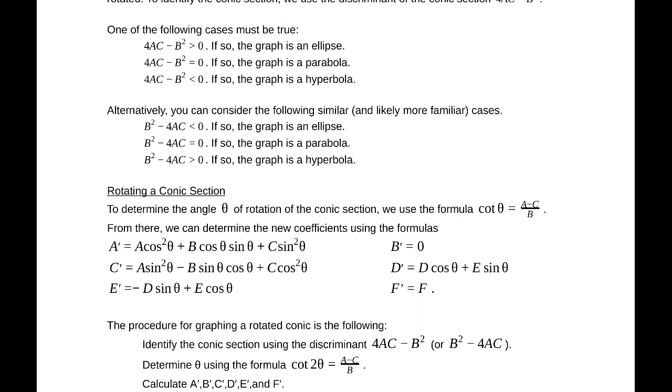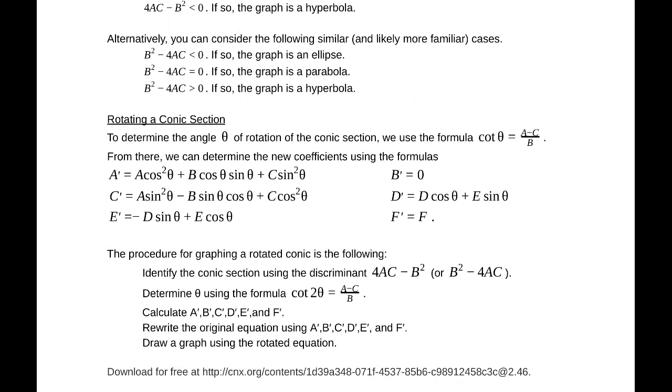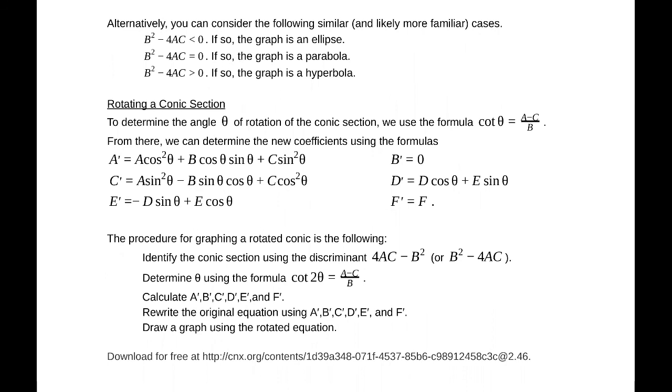The procedure for graphing it is the following. Identify the conic section using the discriminant. All right, using one of those two, just don't get the signs mixed up there. Determine theta using our cotangent 2 theta equals a minus c over b. Calculate our new coordinates and then rewrite the equation, and then we can graph it based on our rotation that we found, the angle theta we have.